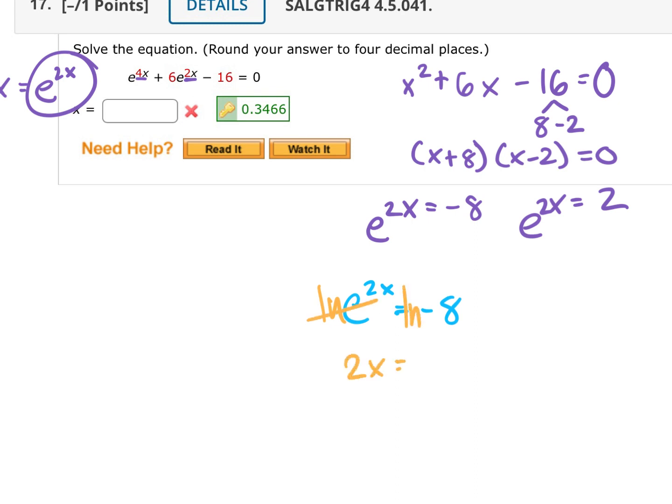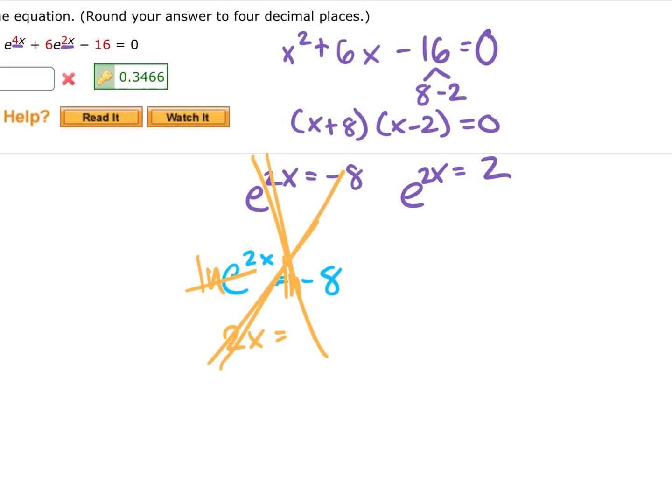Then we would divide by 2. But what's the ln of negative 8? Error. So this does not work. This is not a solution here. Sure, just give me the other answer, or if they both don't work, then it'd be no solution. So let's do the other one.